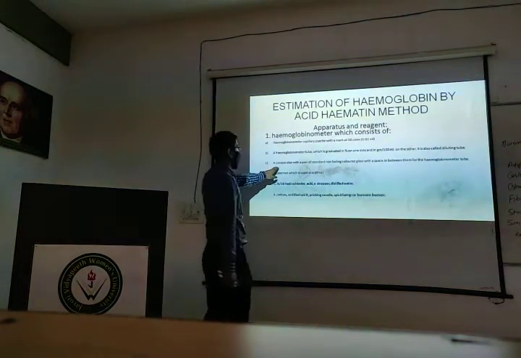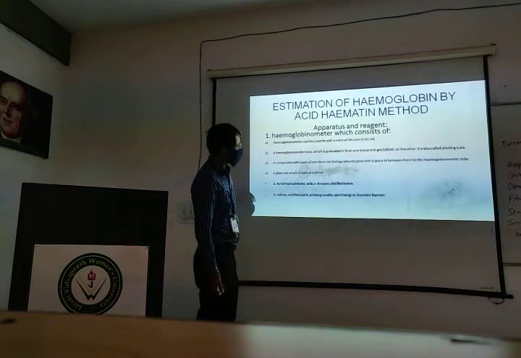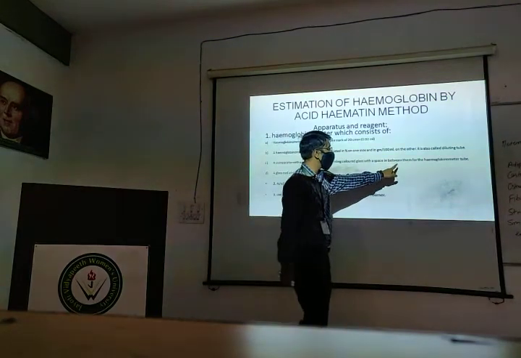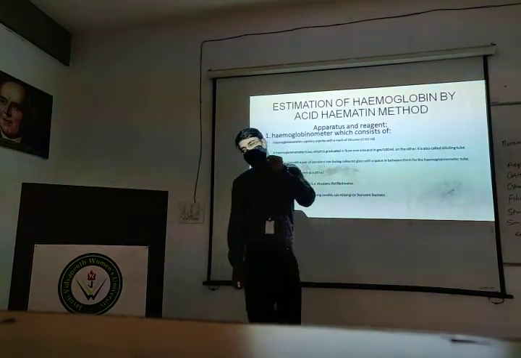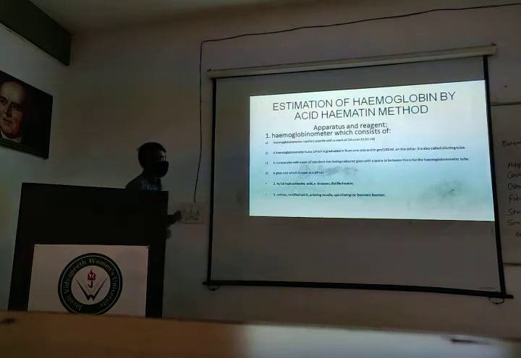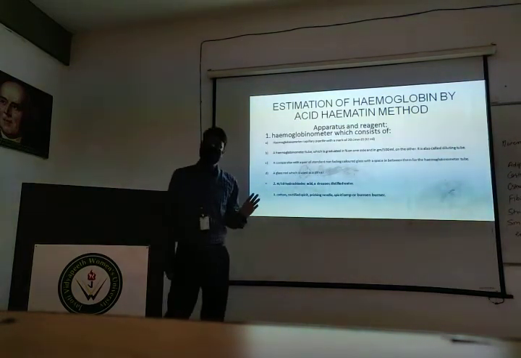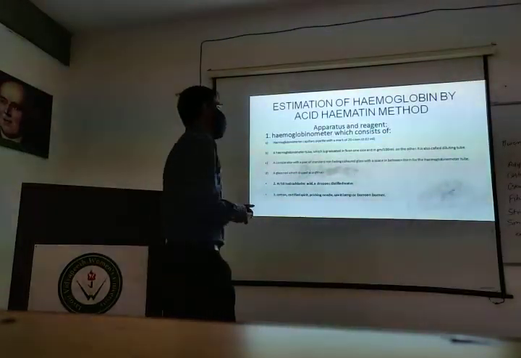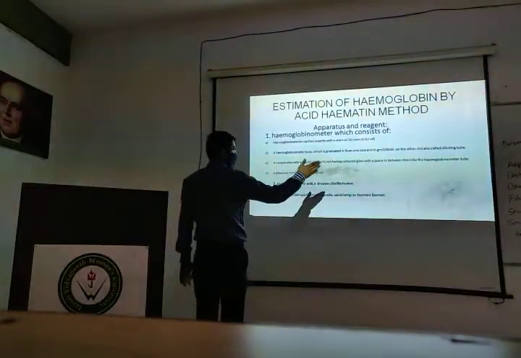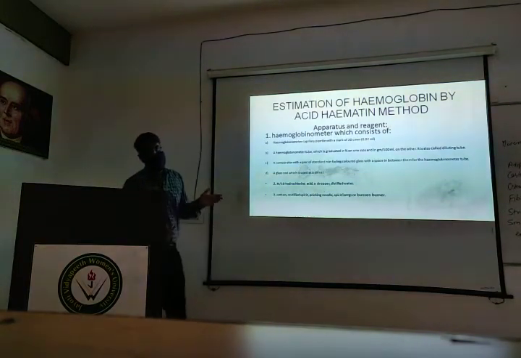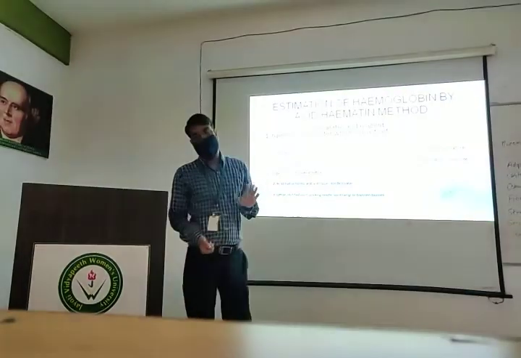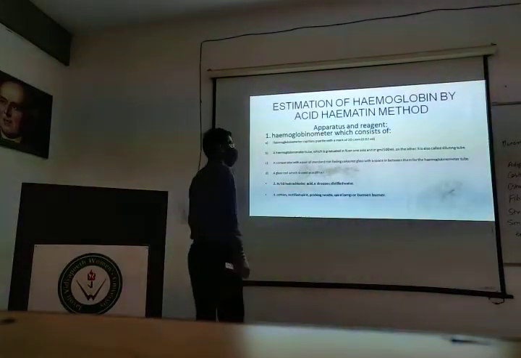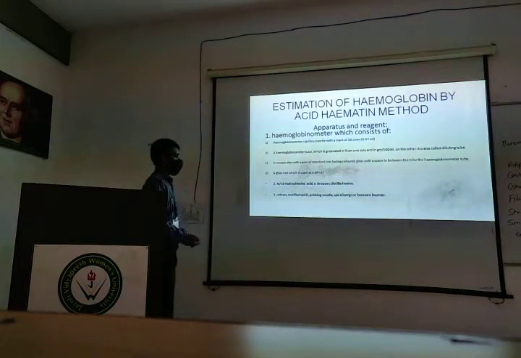Third is a comparator with a pair of standard non-fading colored glasses with a space in between them for the hemoglobinometer tube, or HB tube. A comparator is given with the hemoglobinometer experimental equipment. The color will be matched between the hemoglobinometer tube and the given sample of blood, so we can determine how much percent of hemoglobin is present, or grams per 100 ml.